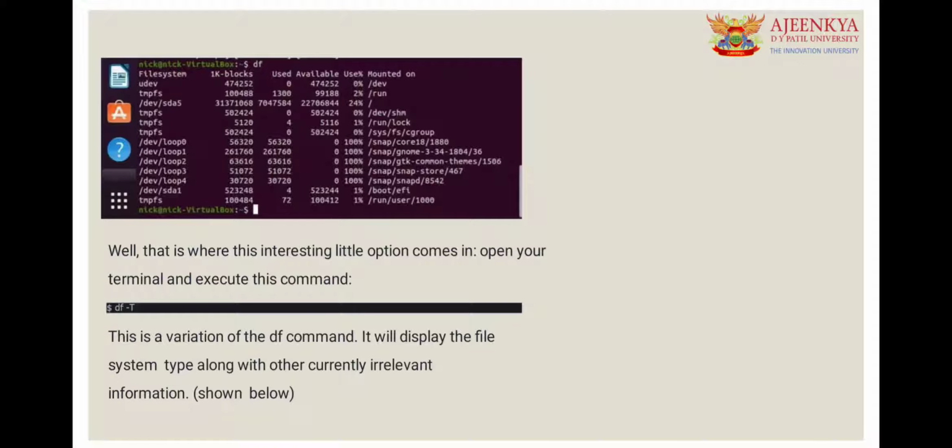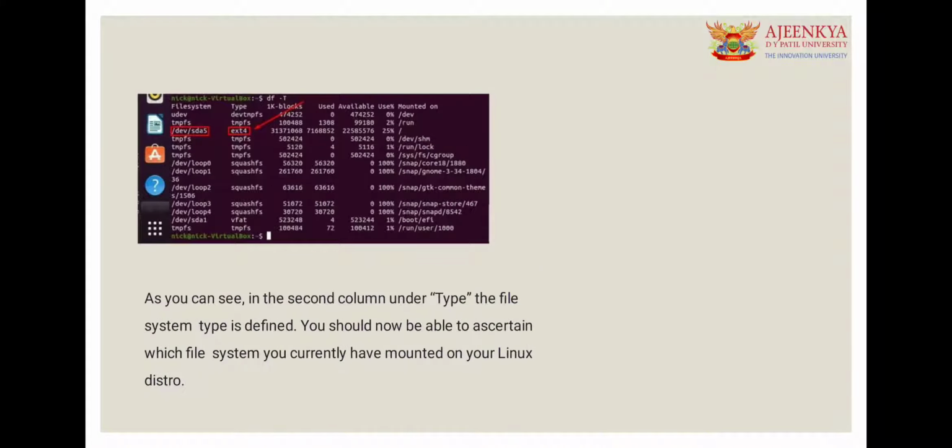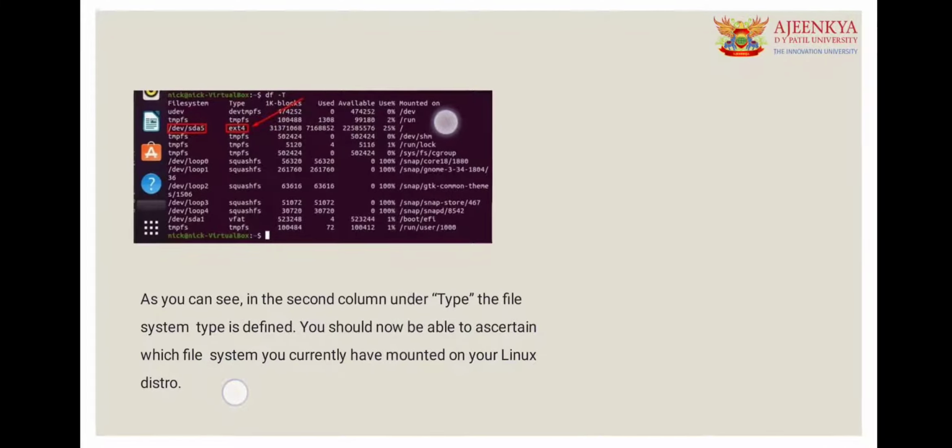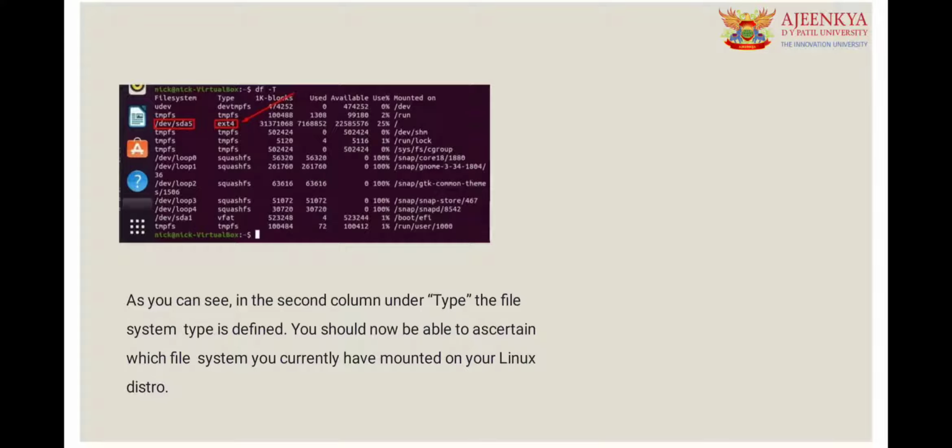This is a variation of the df command. It will display the file system type along with the currently relevant information. Here we can see in the first row where df is there, in the second column under type, the file system is defined.